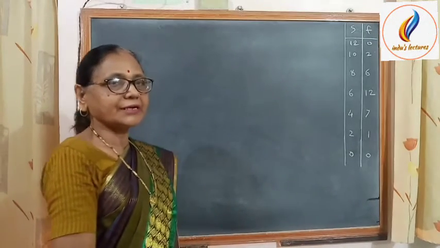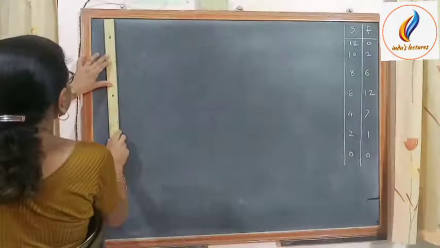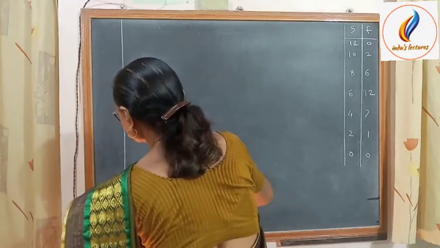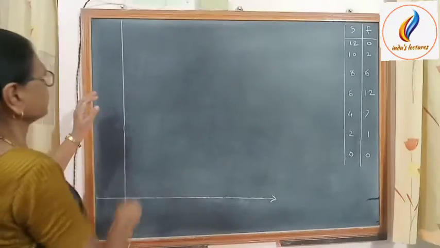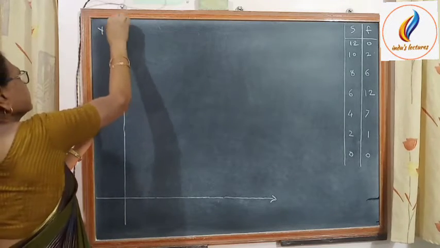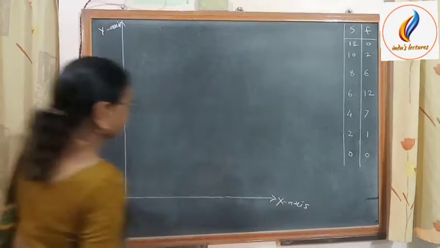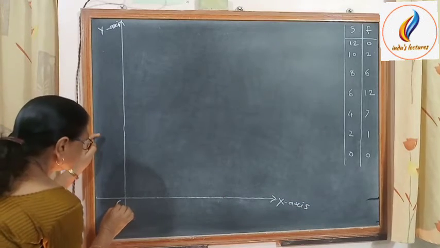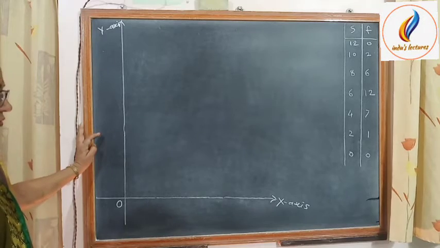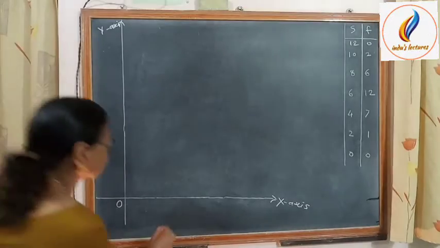Now draw the coordinate axes and mention the measurement unit along the axes. The vertical axis is the y axis, the horizontal axis is the x axis, and take their point of intersection as the origin. Now mention the measurement unit along the axes, with scores on the x axis and frequencies on the y axis.